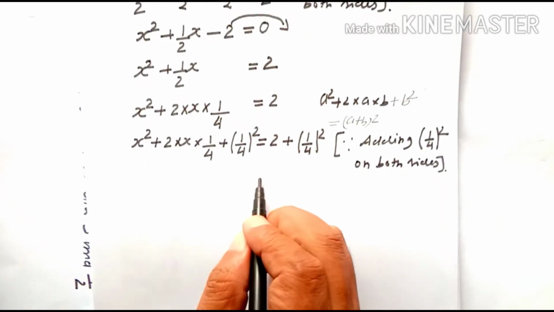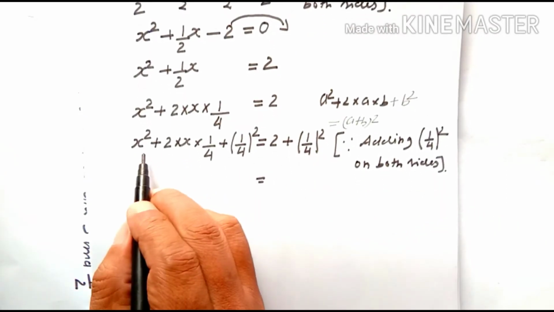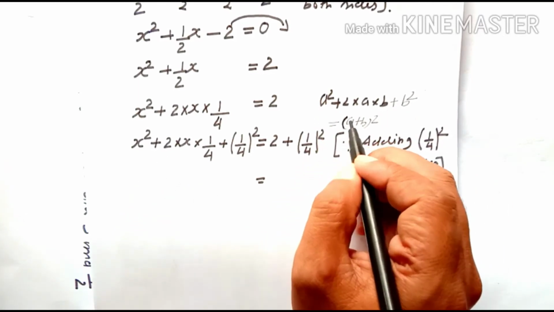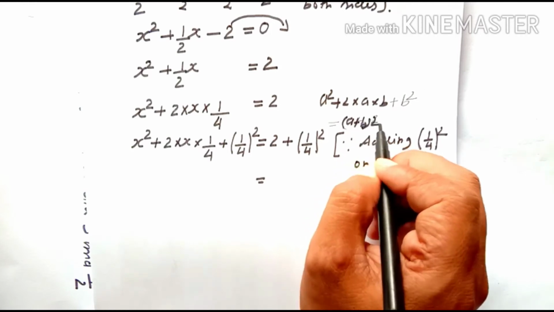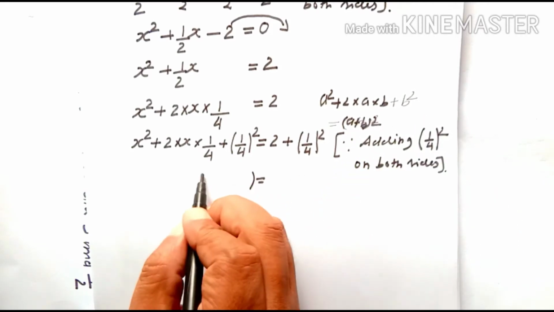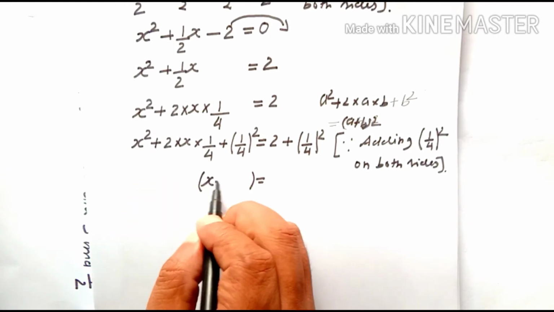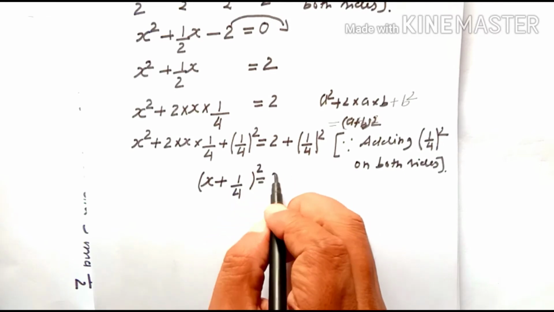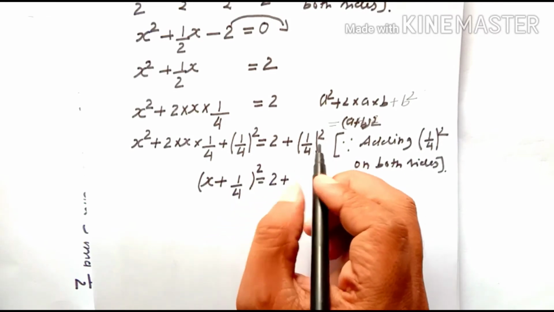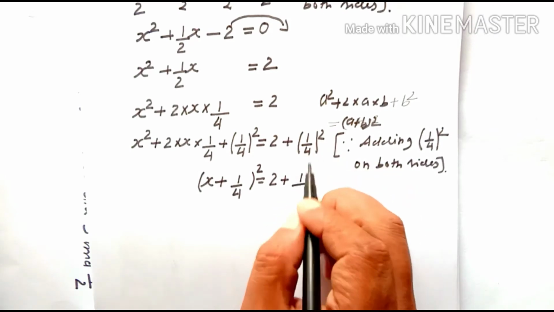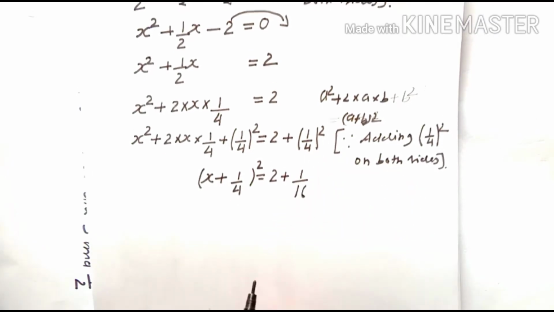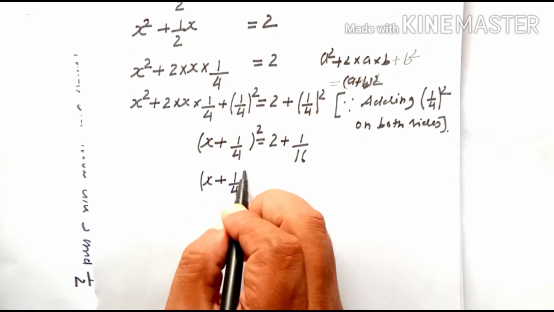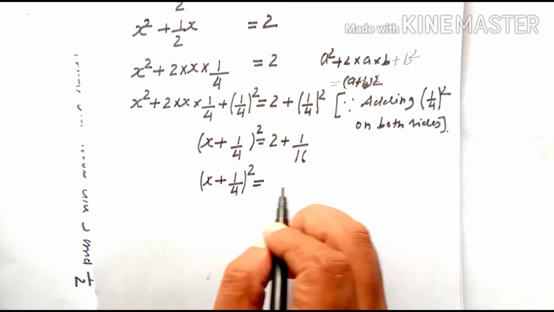After that, the right hand side is very simple. On the left hand side, apply the identity. We know that a squared plus 2ab plus b squared equals a plus b the whole square. So who is a? A means x, plus sign, who is b? 1 by 4, the whole square. Now 2 plus, remove this bracket, 1 square equals 1, 4 square equals 16. After that, on the left hand side, you can drop the same factor, x plus 1/4 the whole square equals, take LCM.